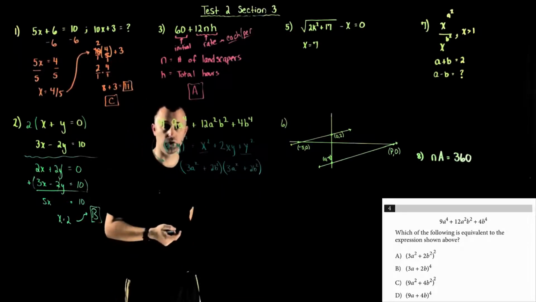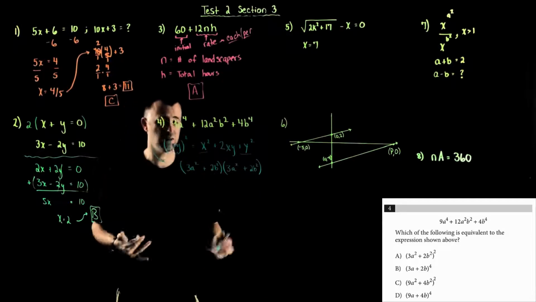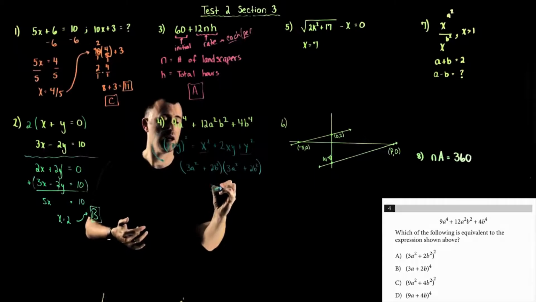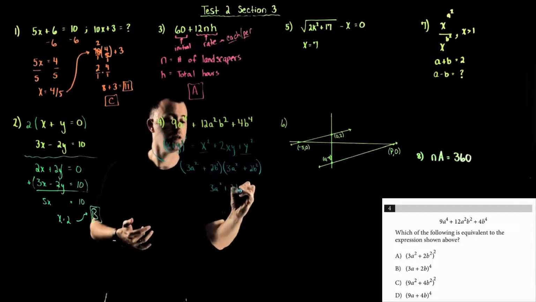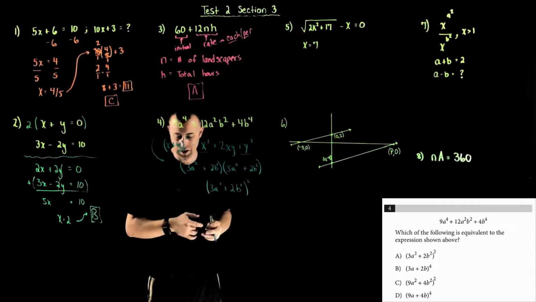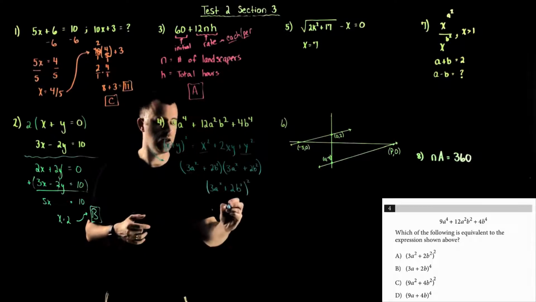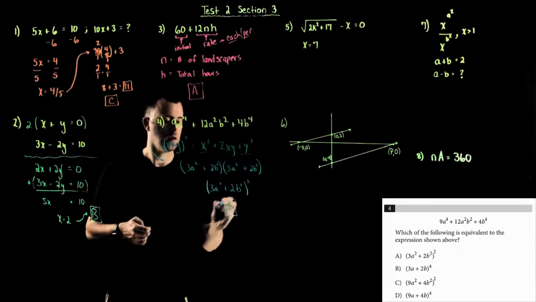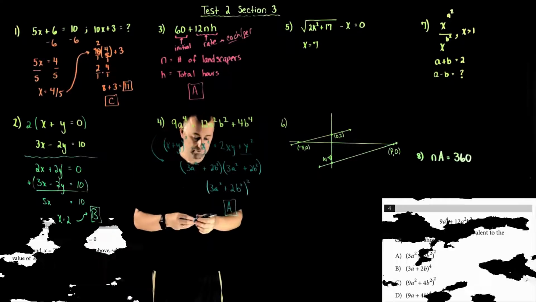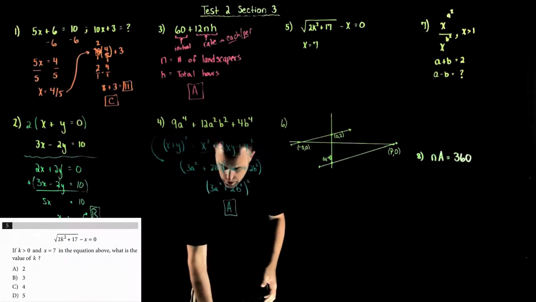So this is a perfect square. It does work, and you just know to go test it right away. So this is 3a squared plus 2b squared quantity squared. We're looking for the answer choice that states that, which is answer choice A. So that's going to be number 4. Next up, we have number 5.